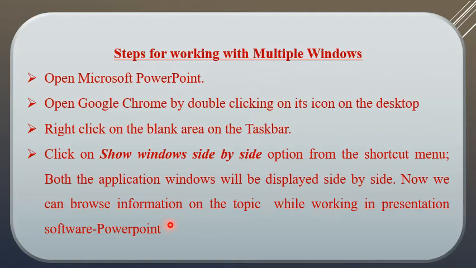So this is how we work with multiple windows. First, open Microsoft PowerPoint, for example. Next, open Google Chrome, the second application. Right click on the blank area on the taskbar. Then, from the shortcut menu, select the Show Windows Side by Side option. And then the two windows will be displayed side by side, and you can work with both applications at the same time. Okay, I think you follow the steps.